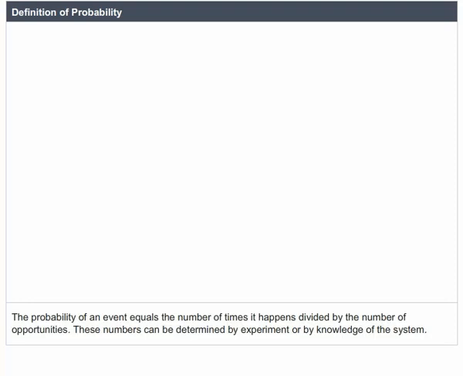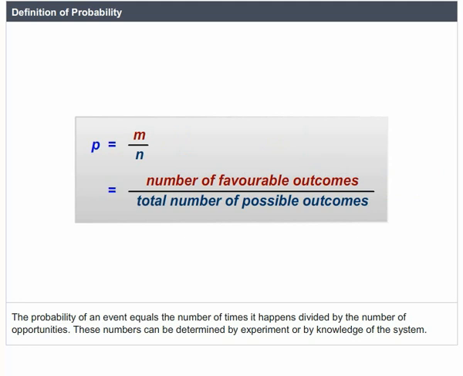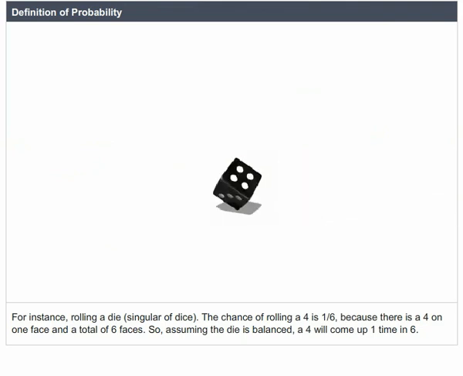Definition of probability. The probability of an event equals the number of times it happens divided by the number of opportunities. These numbers can be determined by experiment or by knowledge of the system. P equals m divided by n, equal to number of favorable outcomes divided by total number of possible outcomes. For instance, rolling a die, singular of dice, the chance of rolling a 4 is 1 by 6 because there is a 4 on one face and a total of 6 faces. So, assuming the die is balanced, a 4 will come up one time in 6.